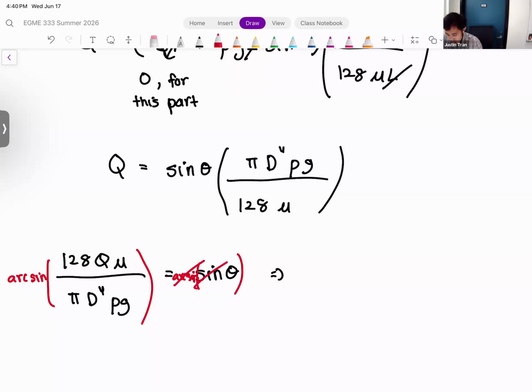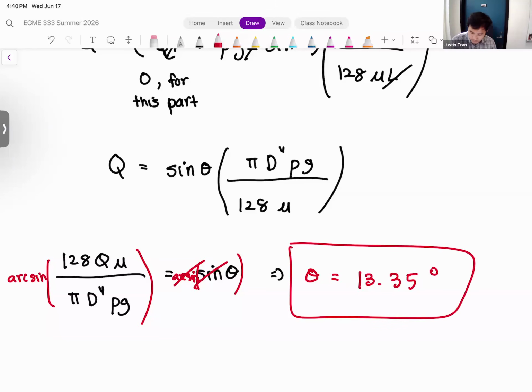Okay. So the arc sine and sine are going to cancel out, and so that gives us theta is equal to 13.35. And so actually it's not a lot, right? We don't actually need to incline all that much to drive the flow, which is good, right? And this fact is actually utilized quite a bit in engineering as well.